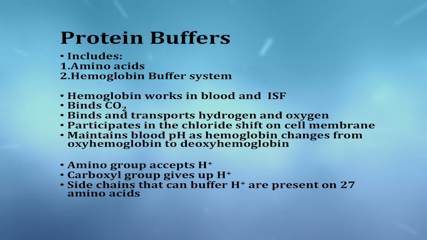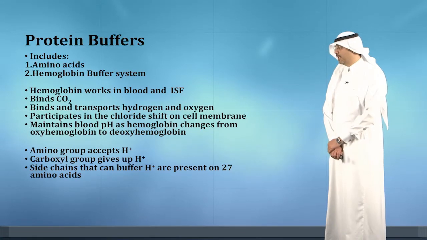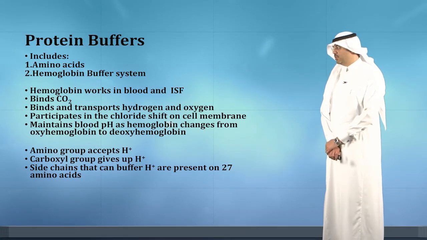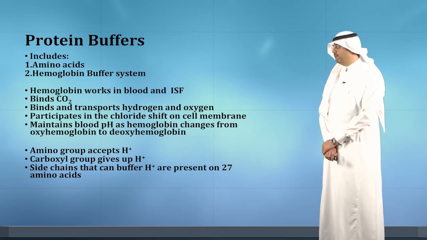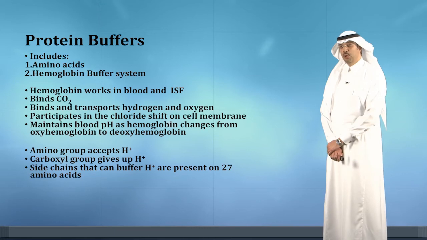What about amino acids? The amino group usually accepts a hydrogen ion. The carboxyl group usually gives a hydrogen ion, and the side chains that can buffer hydrogen are usually present in over 27 known amino acids.